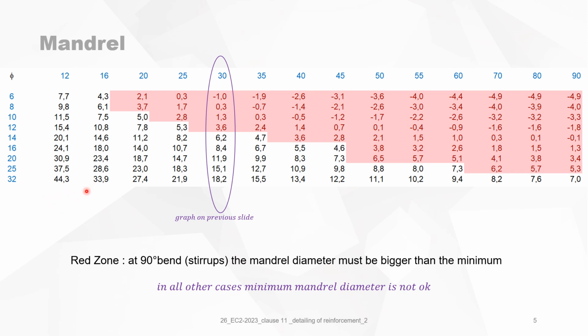And you can see that the numbers are sometimes very high. If you take C20/25 and you use a stirrup diameter of 20, you need a mandrel diameter which is almost 20 times the diameter, which is 400. So this is quite large. So take care of that when using stirrups, that the mandrel diameter is okay.